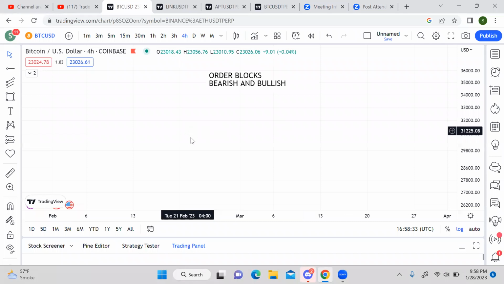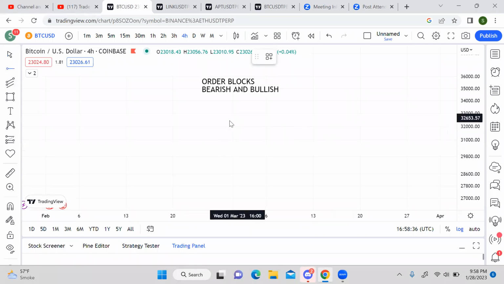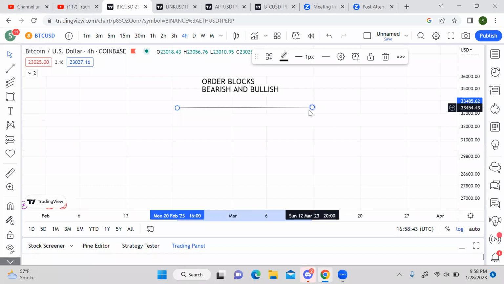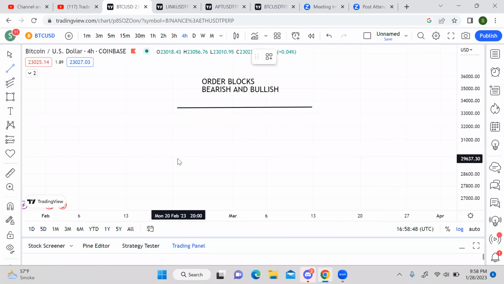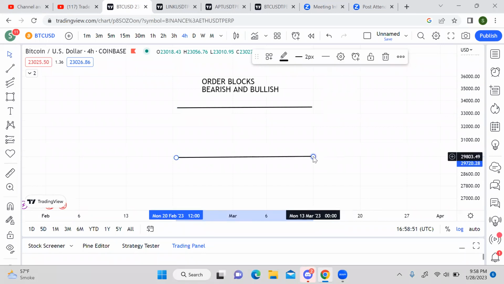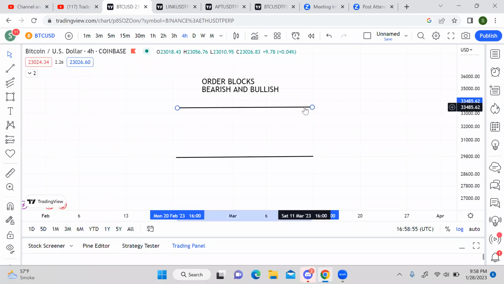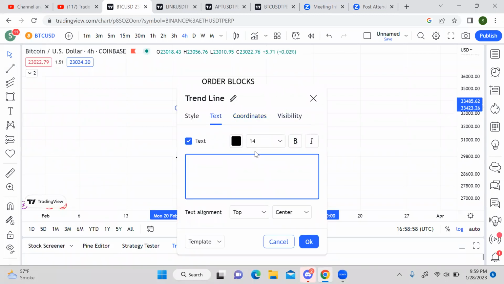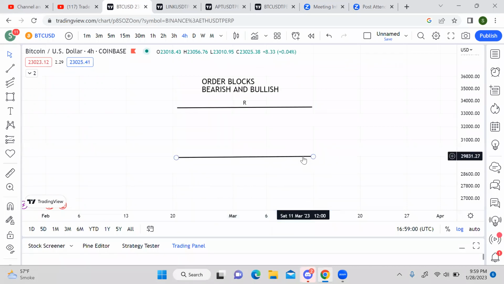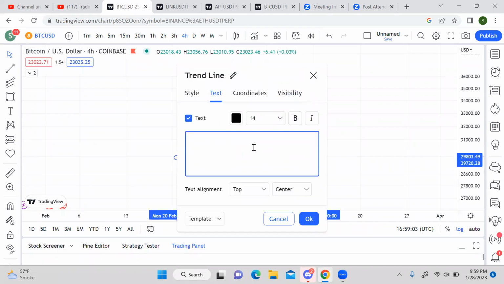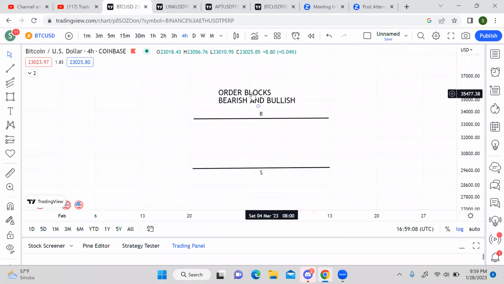First of all, I'm simply marking two things here. First one is very basic resistance. I will make it 2x. Support, and this is our resistance. I will call it R here. This is support, S. Here, resistance, support. Okay.